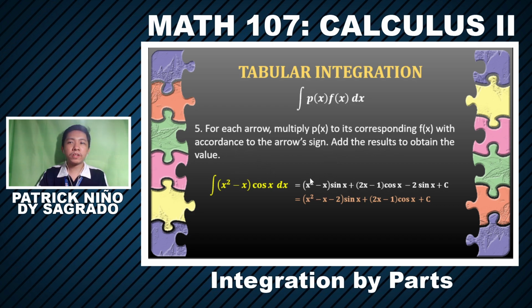So we have already mentioned these following. And don't forget to add the constant. So we simplify this by, since there are 2 sine x here, these are common terms. So move that negative 2 here and group them together, plus 2x minus 1 cosine x plus c. That is the final point for our tabular integration.